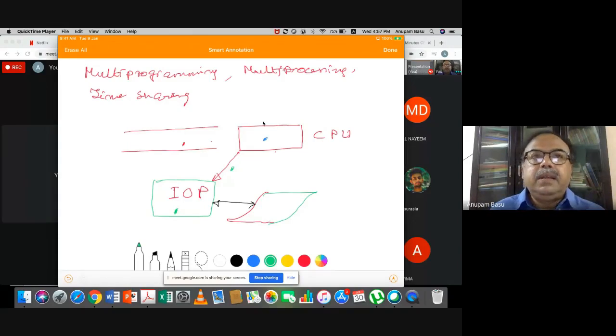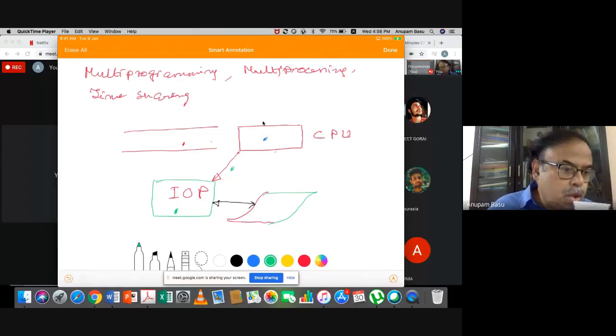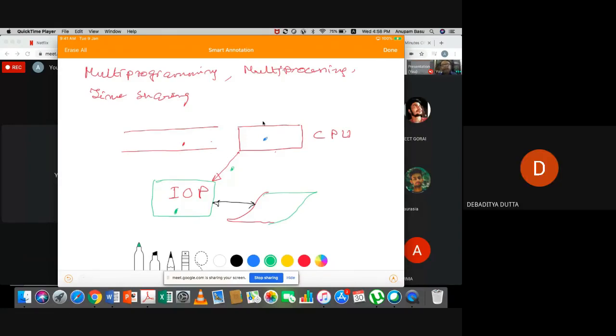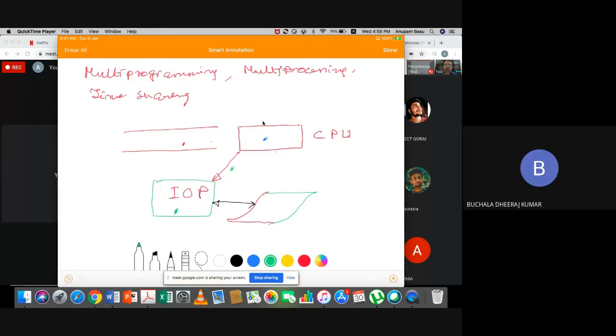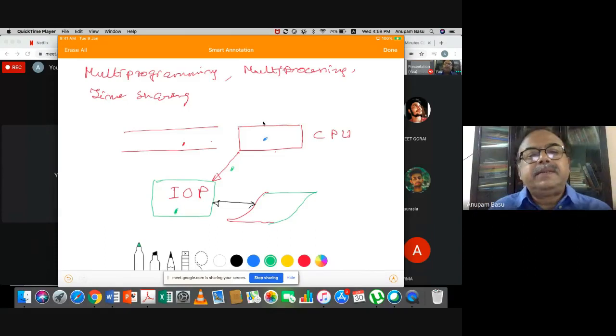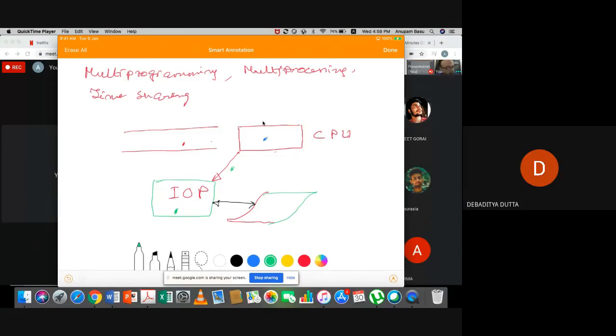Is it clear? Yes, sir. So tell me, in terms of our process state diagram, in which state is the green? In the wait state. Wait state. Absolutely. Others should also answer. And in which state is the blue? Execution. And in which state is the red? Ready state. Fantastic.